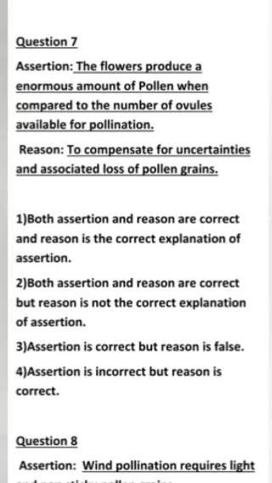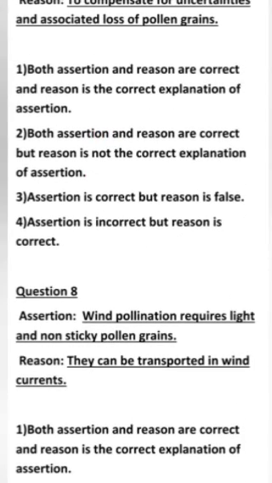Question number 7. Assertion: the flowers produce an enormous amount of pollen when compared to the number of ovules available for pollination. Reason: to compensate for uncertainties and associated loss of pollen grains. So here the number of pollen is very large as compared to the number of ovules for pollination. So it is to compensate for the uncertainties and the loss of pollen grains. So both assertion and reason are correct, and reason is the correct explanation of assertion.